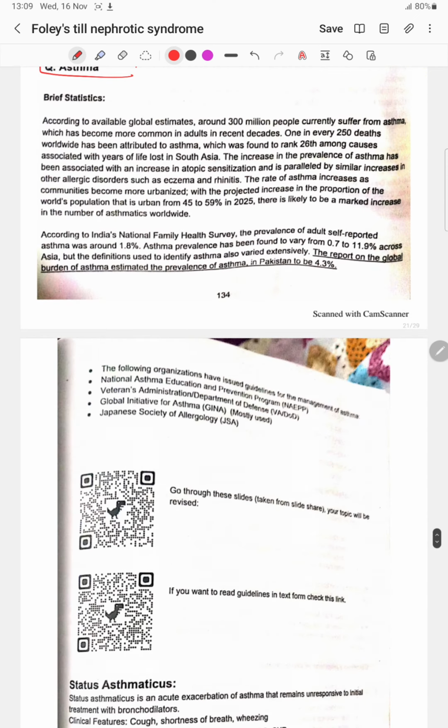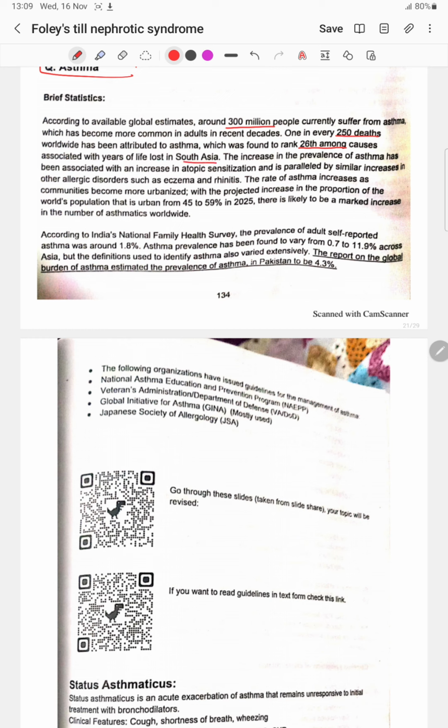The brief statistics include the following. According to the available global estimates, around 300 million people currently suffer from asthma, which has become more common in adults in recent decades. One in every 250 deaths worldwide has been attributed to asthma, which was found to rank 26th among the causes associated with years of life lost in South Asia.